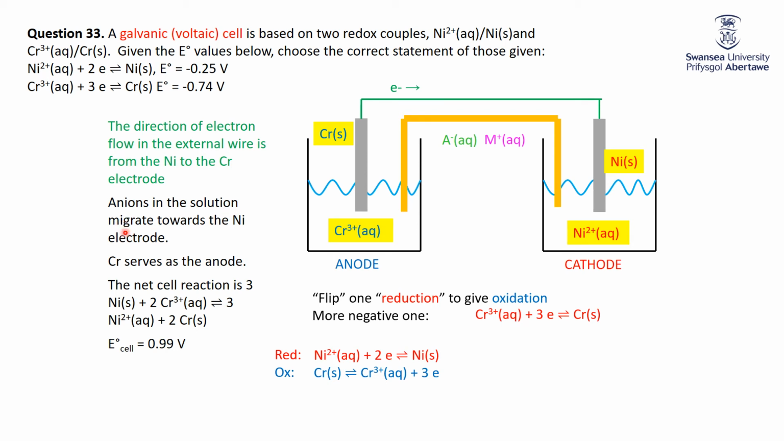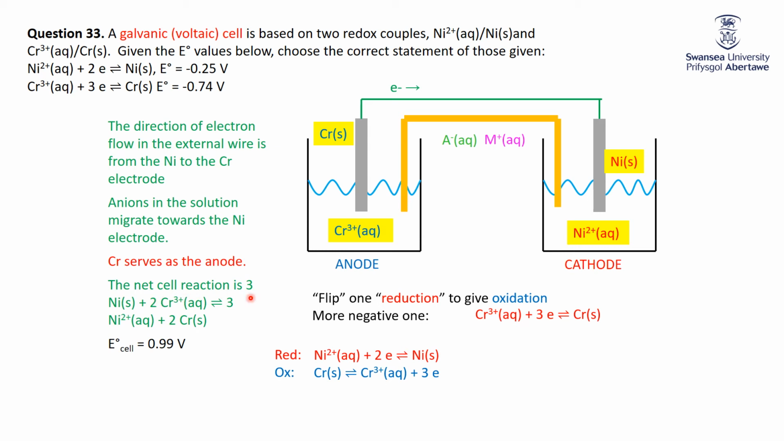Anions in the solution migrate towards the nickel electrode. Well, the idea is that electrons go down into the nickel and attract to them the Ni2 plus. So therefore it's the cations that migrate towards the nickel electrode. Okay, and then they're replaced with cations from the salt bridge. So that one's false. Chromium serves as the anode. Absolutely, we've just demonstrated that.